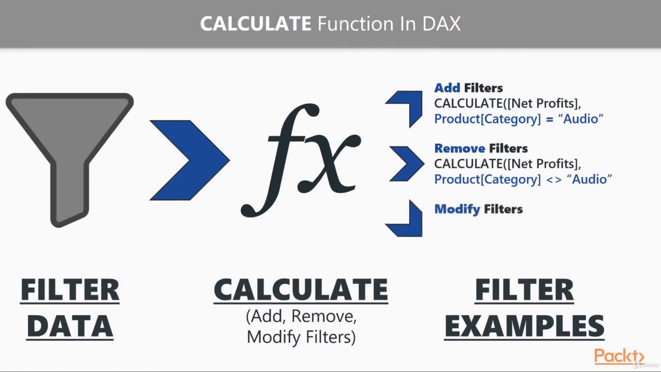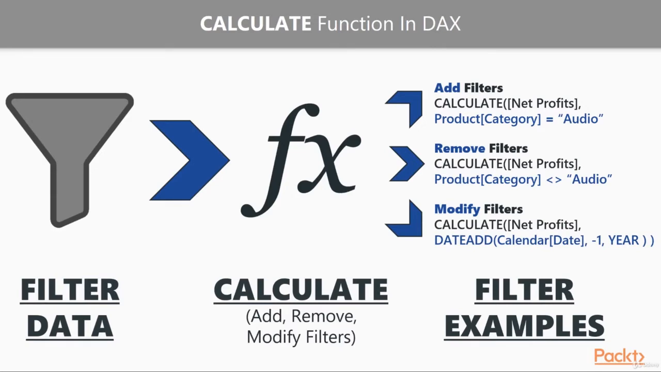And lastly, calculate can also modify filters, meaning it can do more complex tasks such as time intelligence filtering. In this example, we can ask the function to calculate net profits, but for the previous year, as seen in the filter for this calculation. To further understand how these three work, let's take a look at a table in Power BI and see how they're calculating.